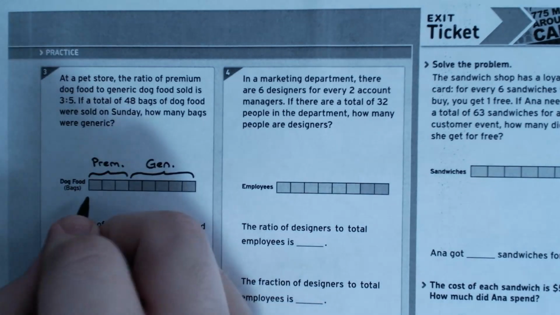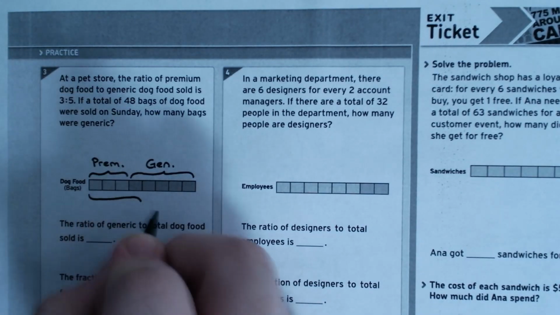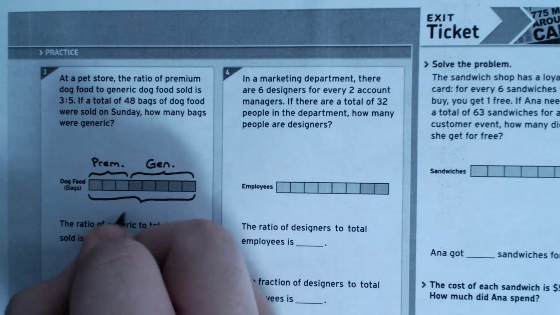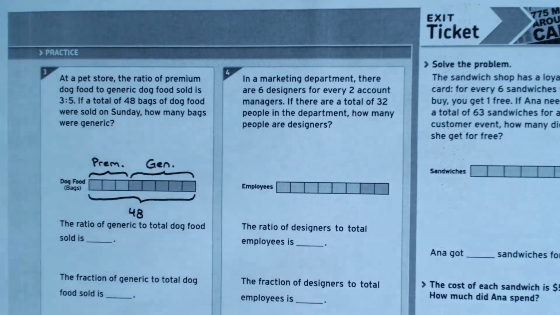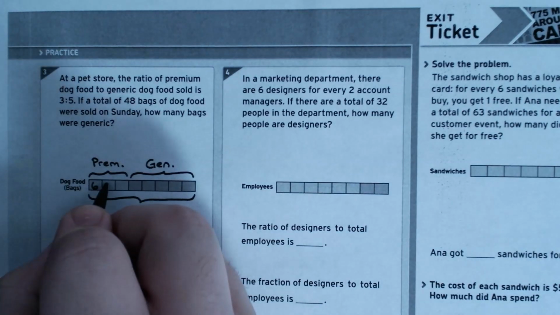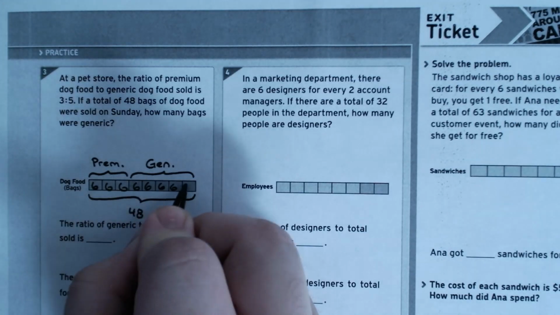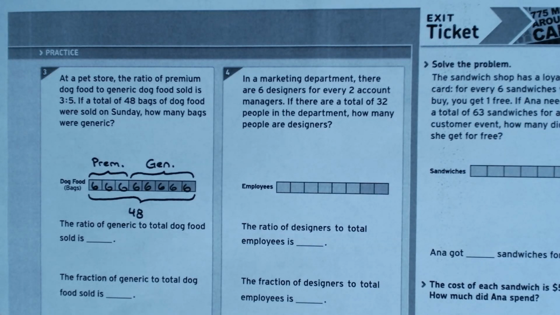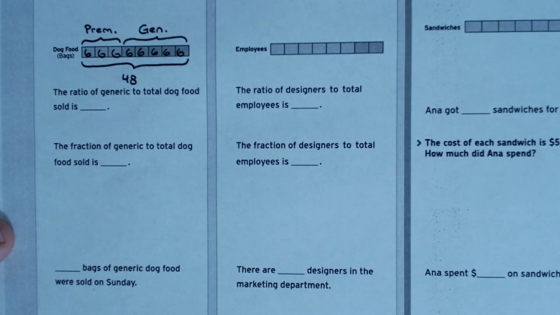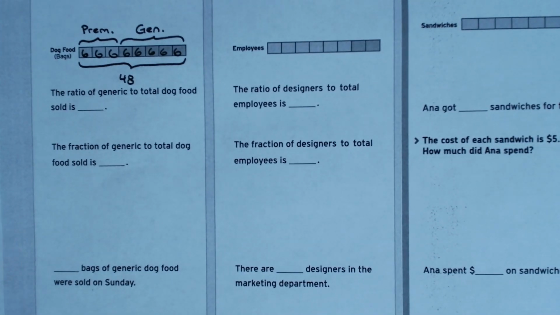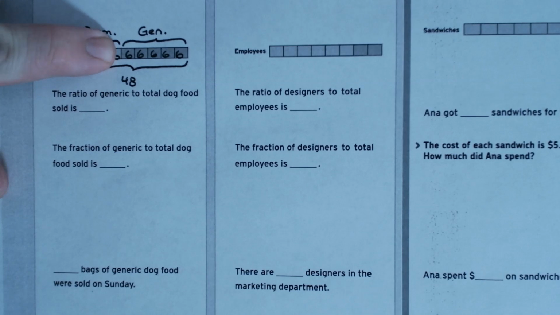Well, all of those total to 48. What is 48 divided by 8? 6. So each of these blocks represents 6. And at this point, we already know the answer. The final question is, blank bags of generic dog food were sold on Sunday. 6 times 5 is 30, right?